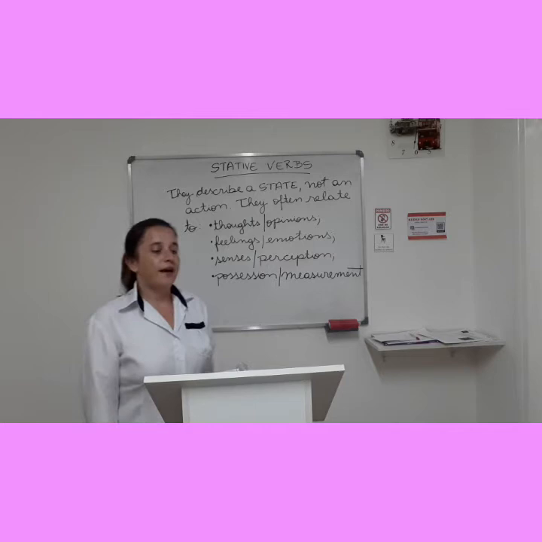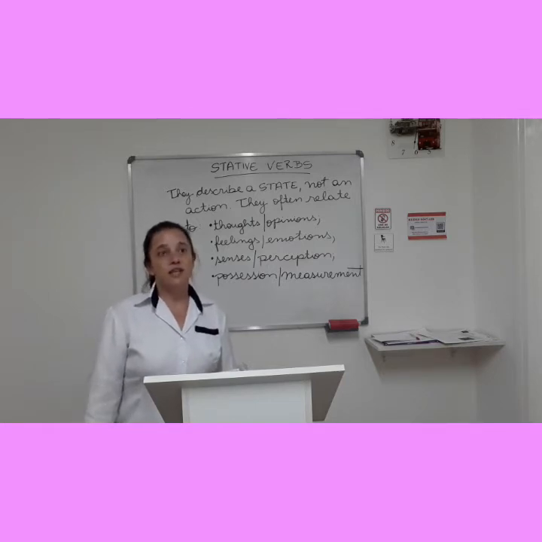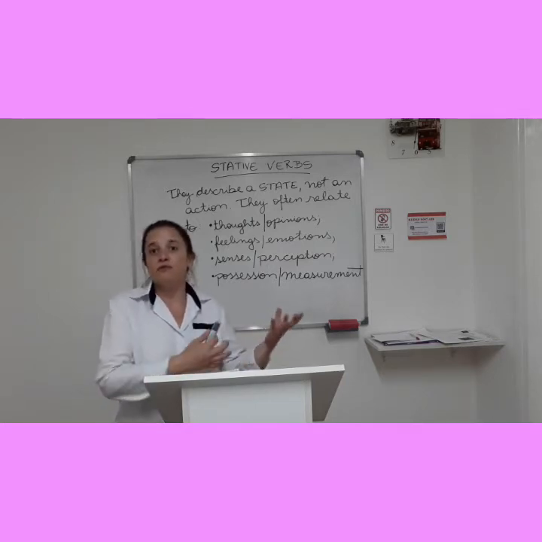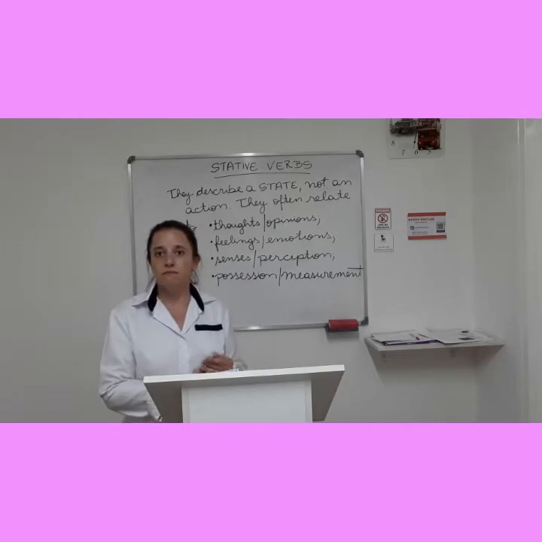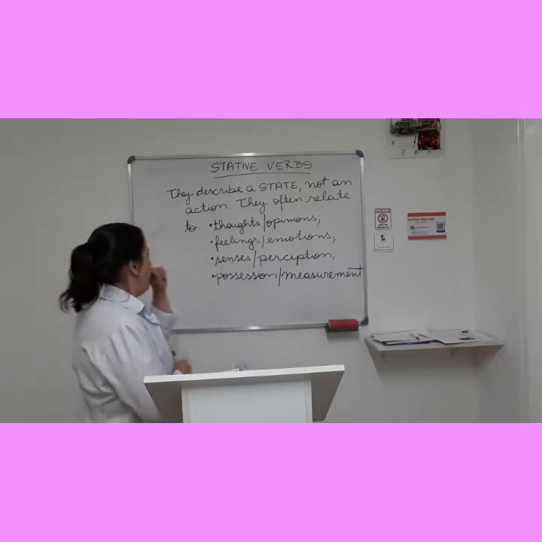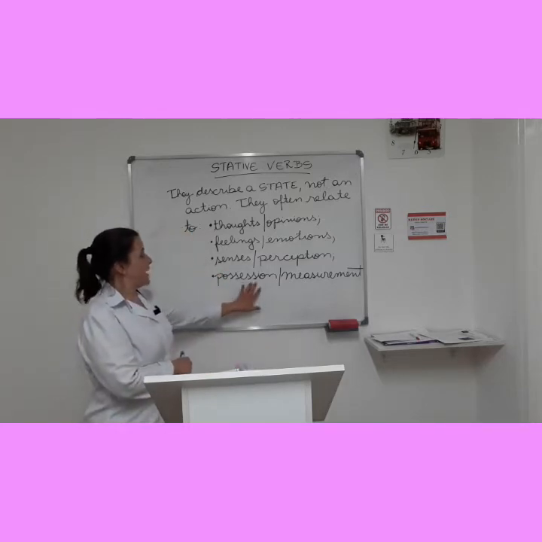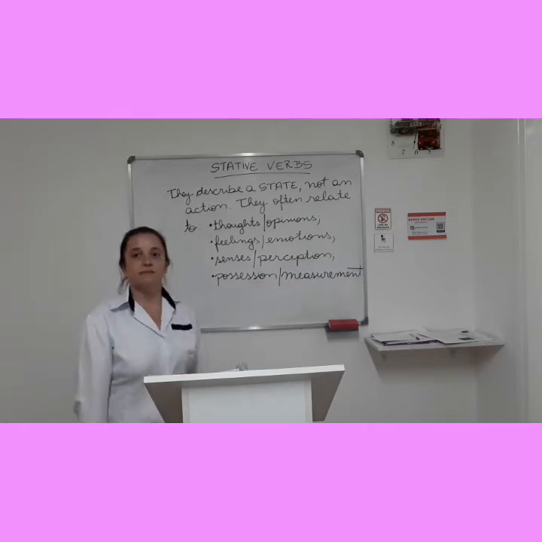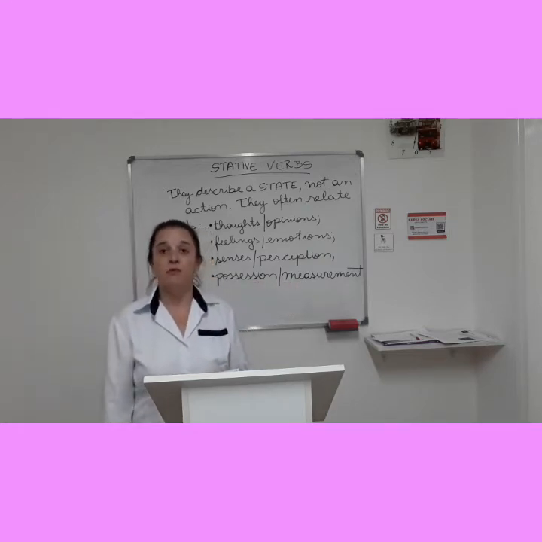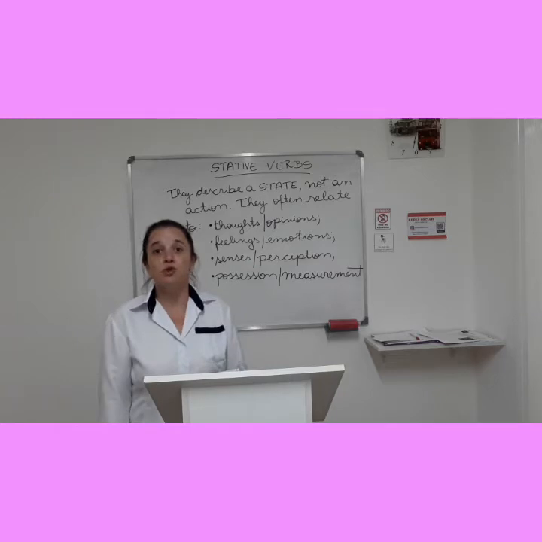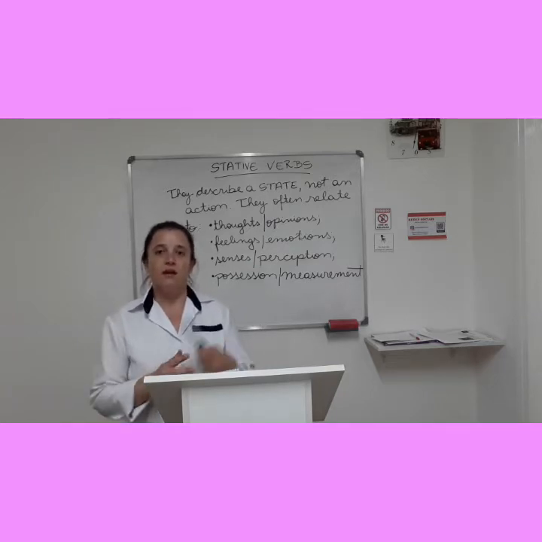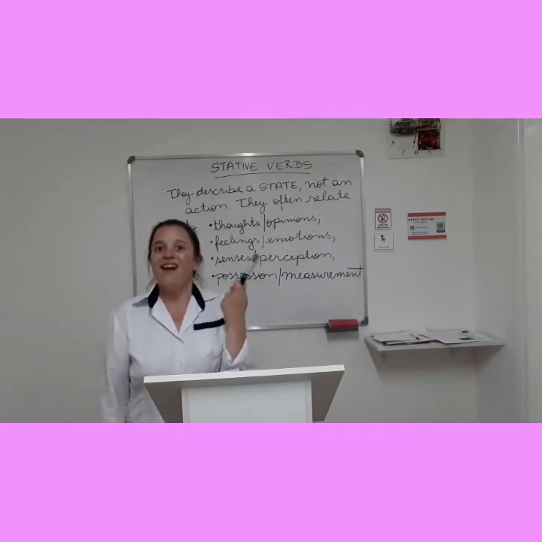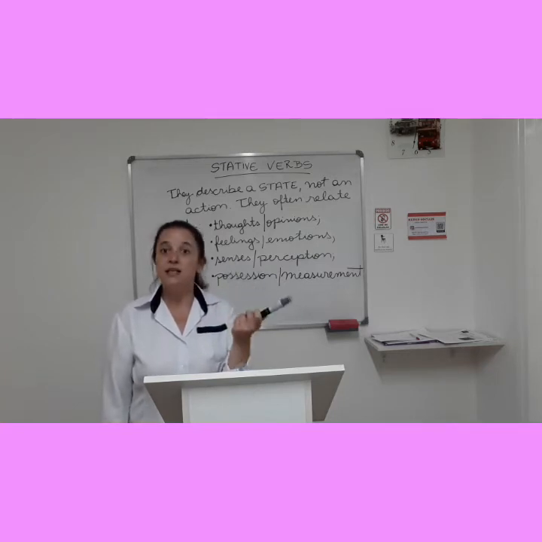Or this flower smells very good. Okay? Possession and measurement. Okay, possession, people, the best example is the verb to have. Okay? I have a pen. I'm not having a pen. I have a pen. I cannot say this in the continuous form. Okay?